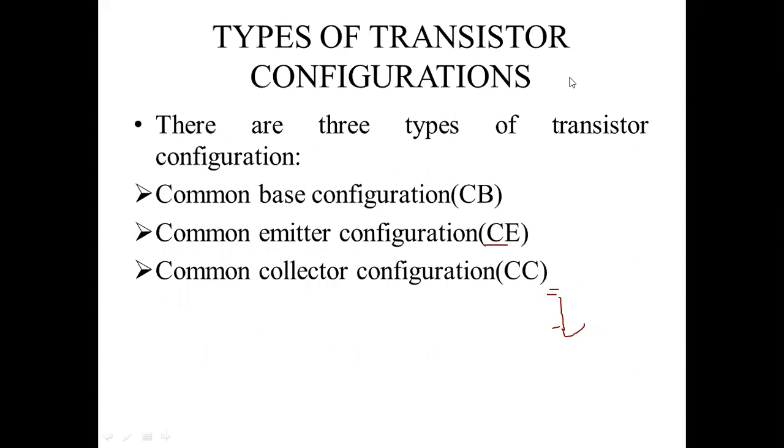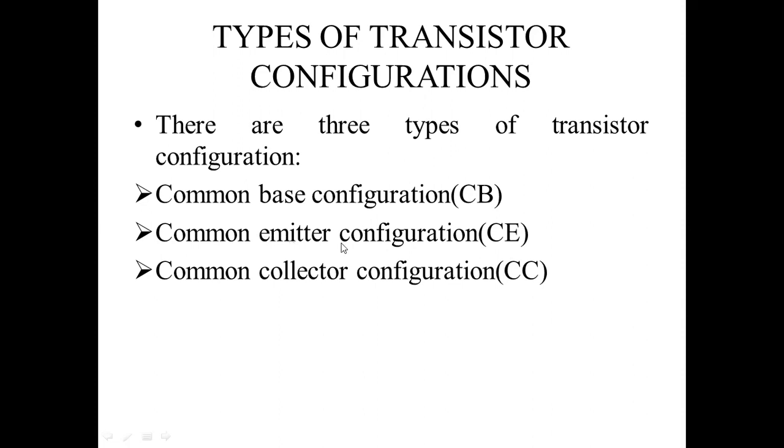We will continue with the next topic, the types of PNP transistor. How many types of PNP transistors are there? Here 3 terminals are there. Mainly the terminals of the transistor are base, emitter, and collector.